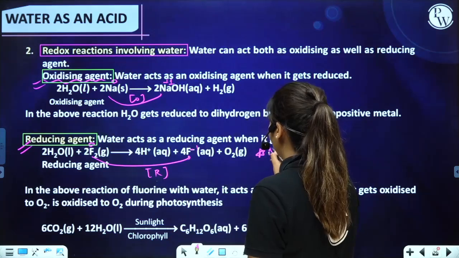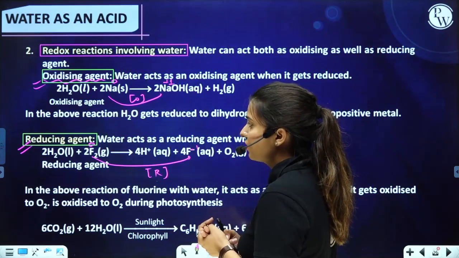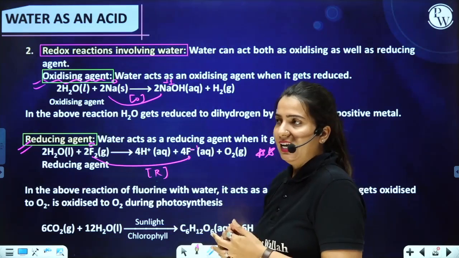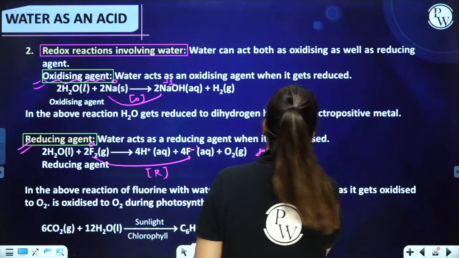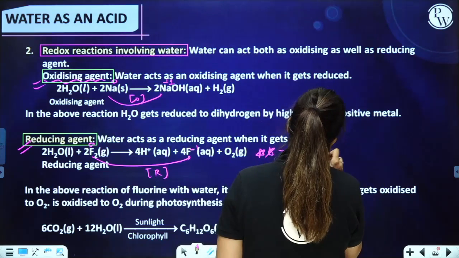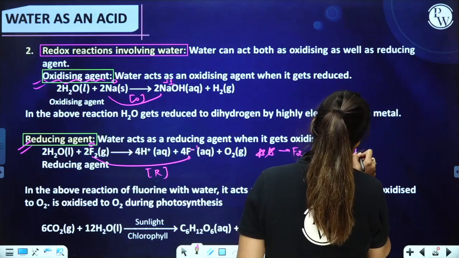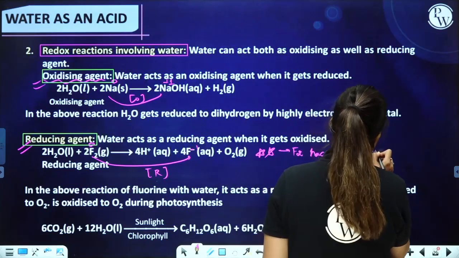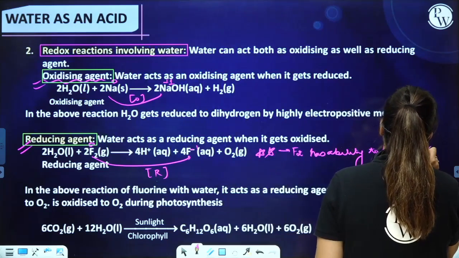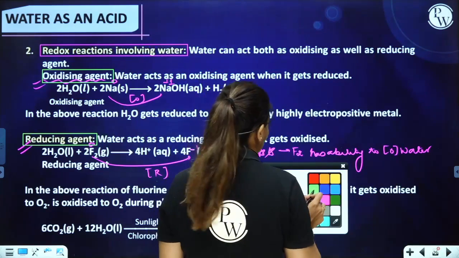Okay, this is a very important reaction. You know, this reaction can be called the reduction of fluorine, and even this reaction is also called as fluorine has the ability to oxidize water. Fluorine has the ability to oxidize water.